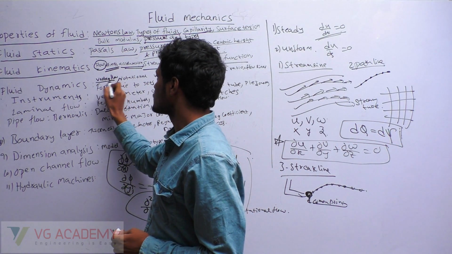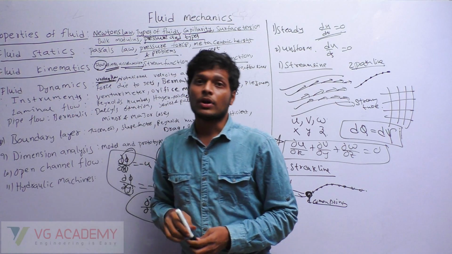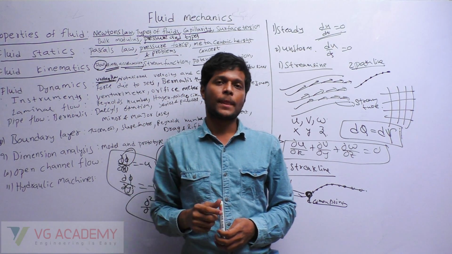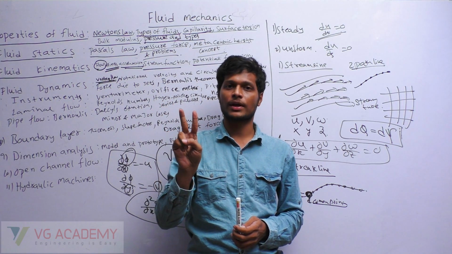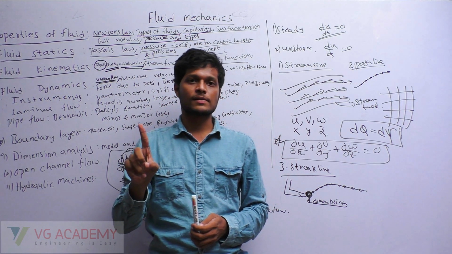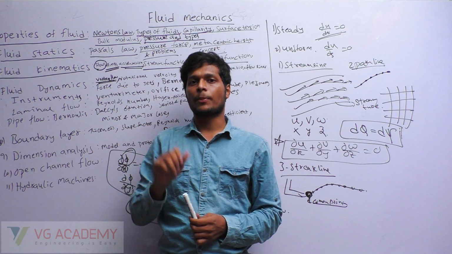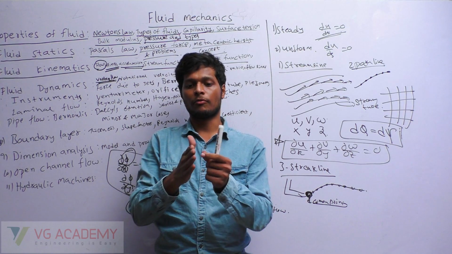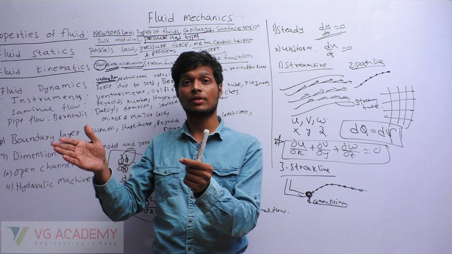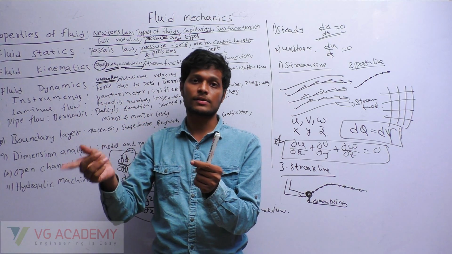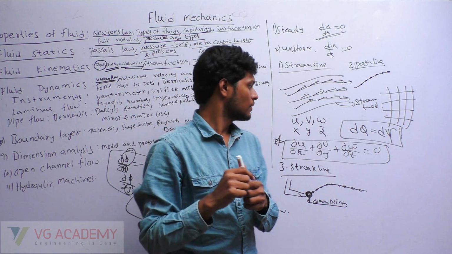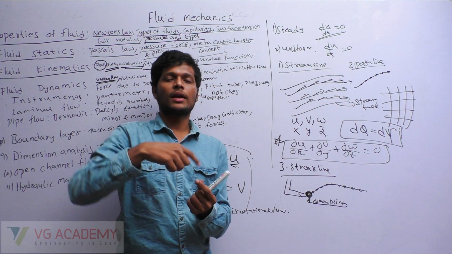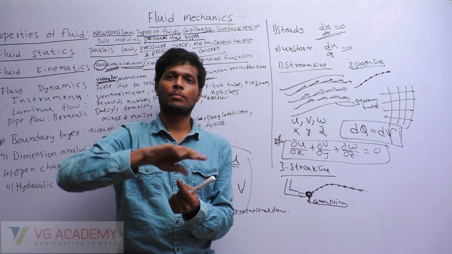Next, vortex flows. In vortex flow, you will have two types. One is free vortex, second one is forced vortex. In free vortex, velocity is inversely proportional to radius, meaning when you go far, the velocity will reduce. In forced vortex, when you go far, the velocity will increase. Free vortex means without applying any torque, it will rotate by itself.